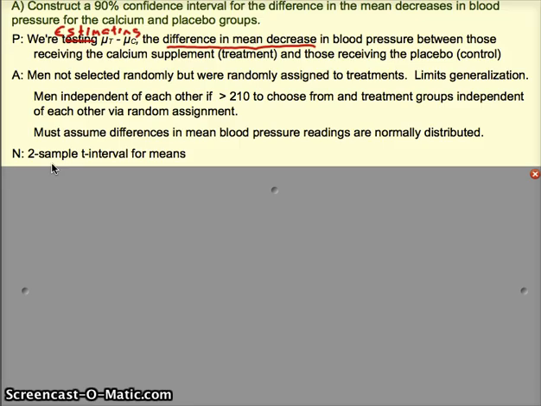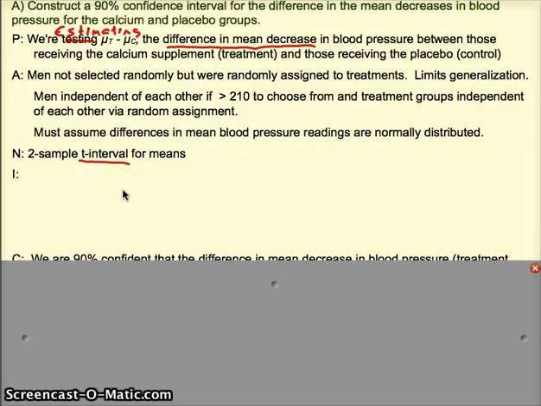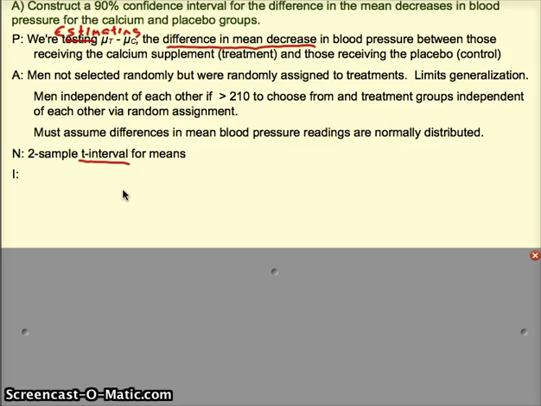This is a two-sample t-interval for means, not a t-test. So let's be careful, don't make the mistake I made up at the top. So we're talking about an interval here. Right, then we're down into the mechanics of calculating the interval.